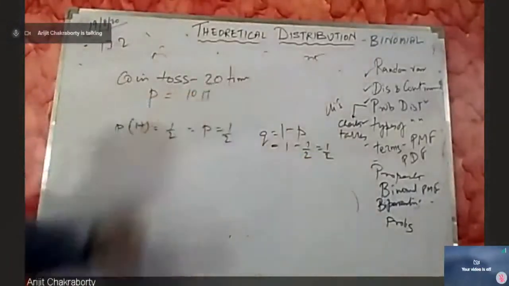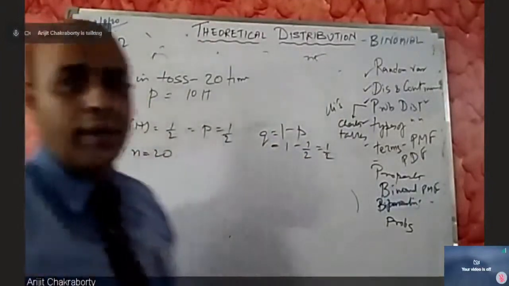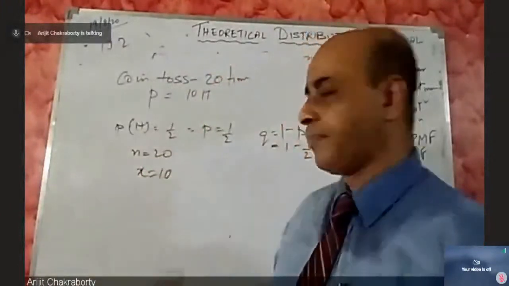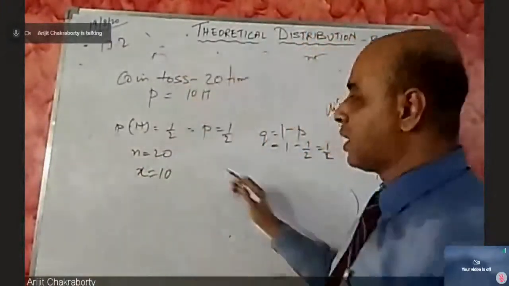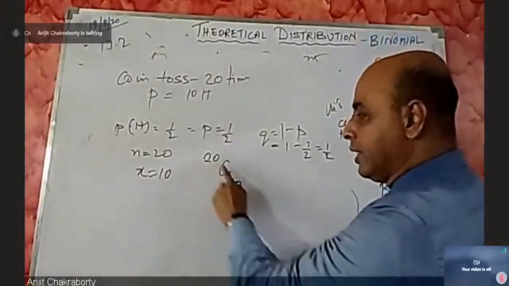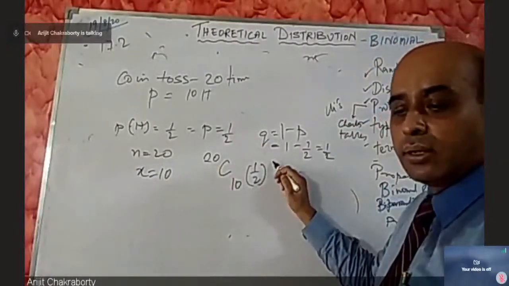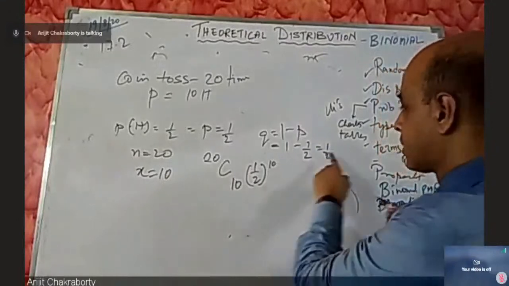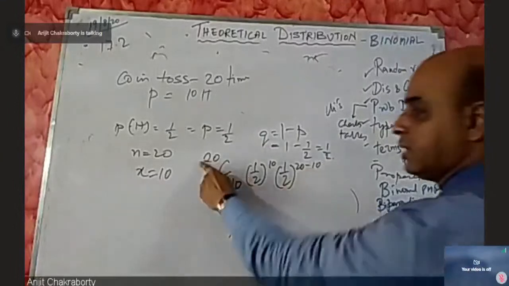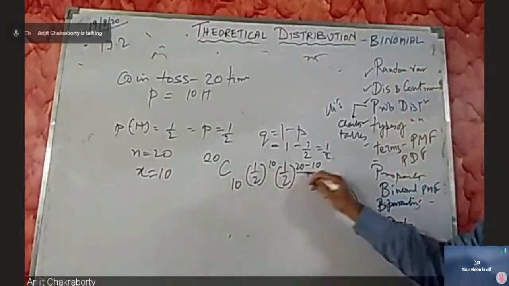N is 20, and you have to find out 10 heads. That means X is equal to 10. So in the probability mass function, it will become NCX, 20C10, P that is half to the power 10, Q is also half, half to the power 20 minus 10. NCX, P to the power x, Q to the power n minus x.